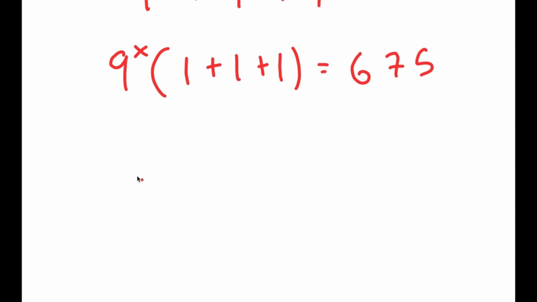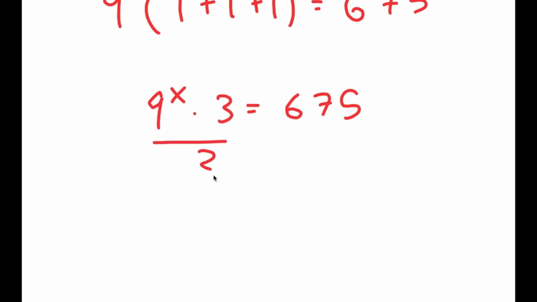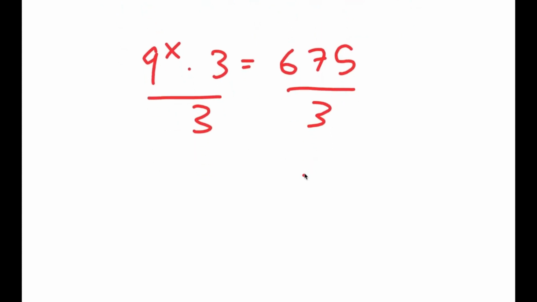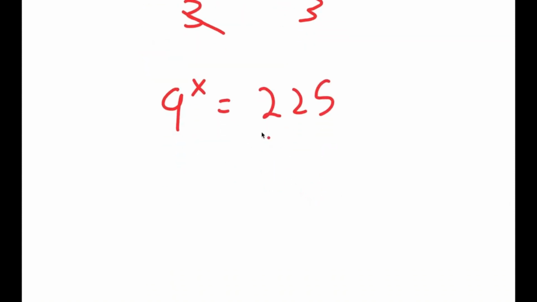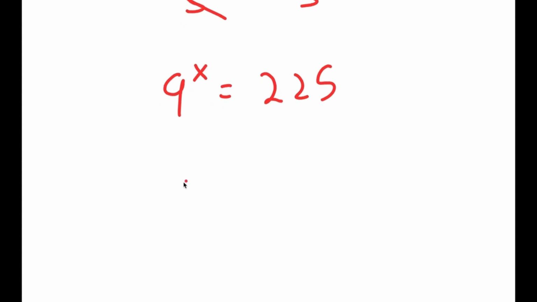Now 1 plus 1 plus 1 is 3, so I get 9 to the power of x times 3 is equal to 675. Now I'm going to divide both sides by 3. So I get 9 to the power of x is equal to 225. Now from here, 9 is the same thing as 3 squared, so I get (3 squared) to the power of x is equal to 225.